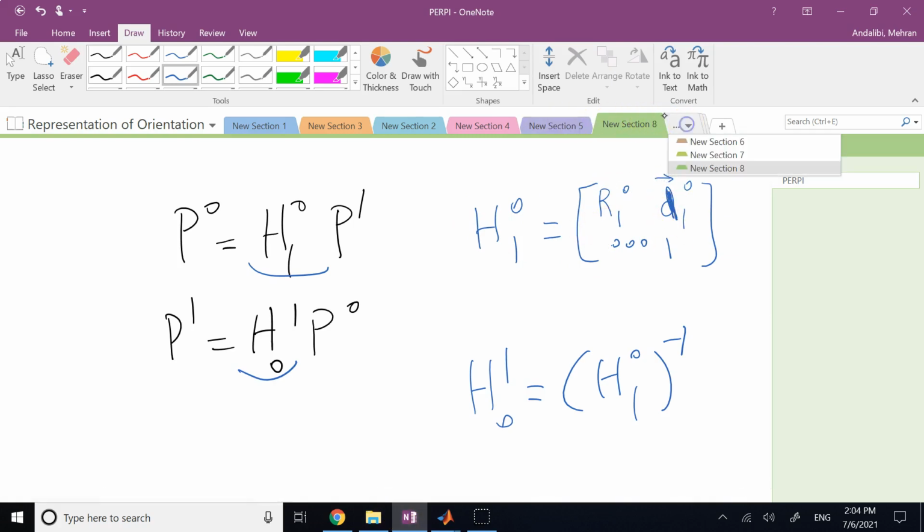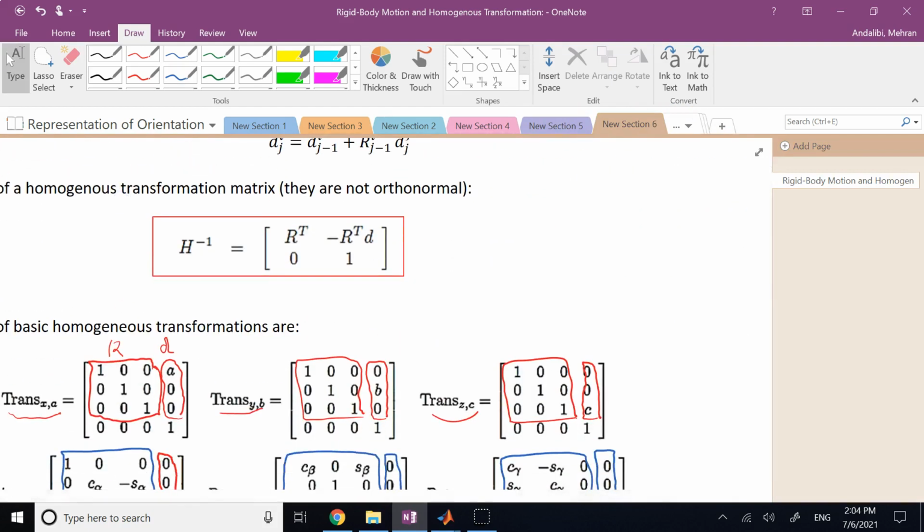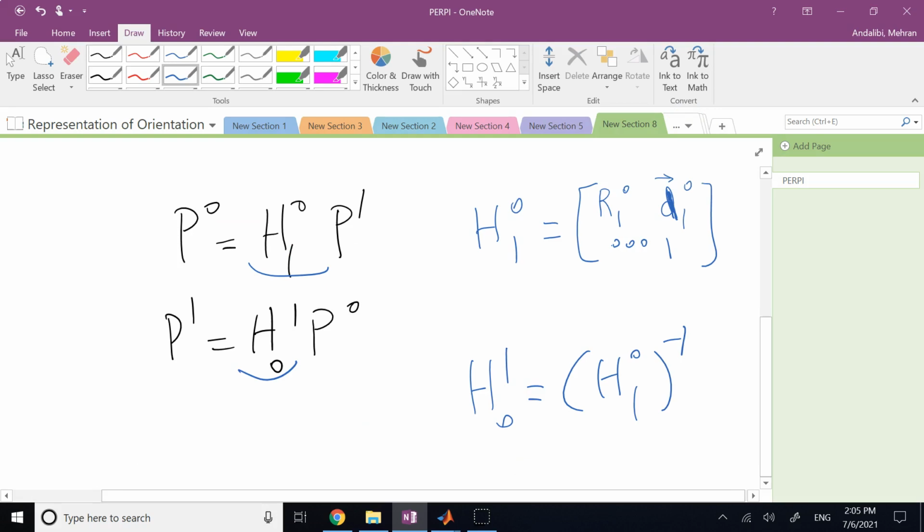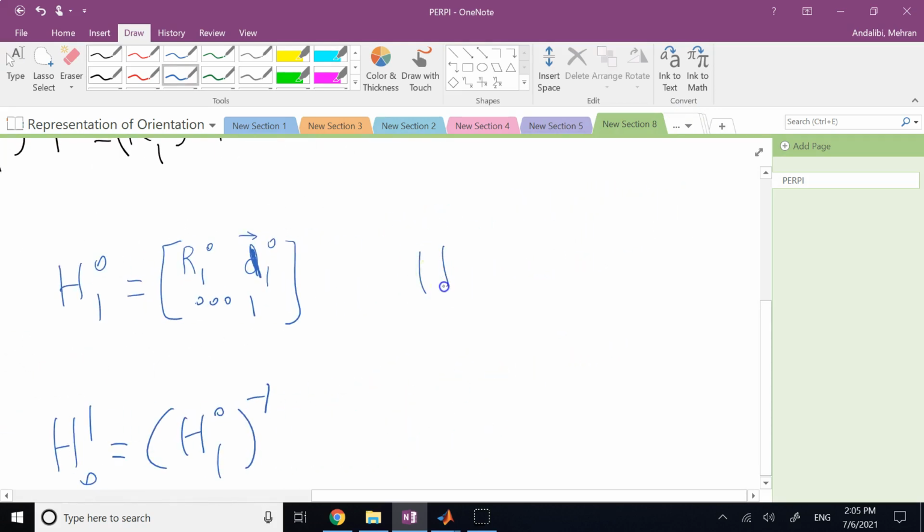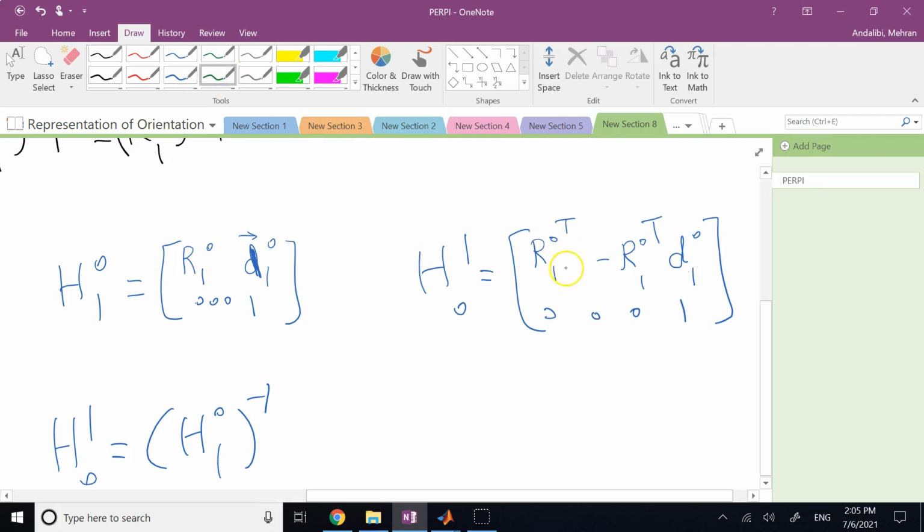And the answer is, based on linear algebra, it's not so hard to show. The inverse is going to be the transpose of the R matrix for the rotation part, but the D part is different. It is negative R transpose times D. So if I go back here, if this is H10, then what is H01? It is going to be the transpose of this part, which is orthonormal, but D is different. It's going to be negative R10 transpose times D10, then 0, 0, 0, 1.